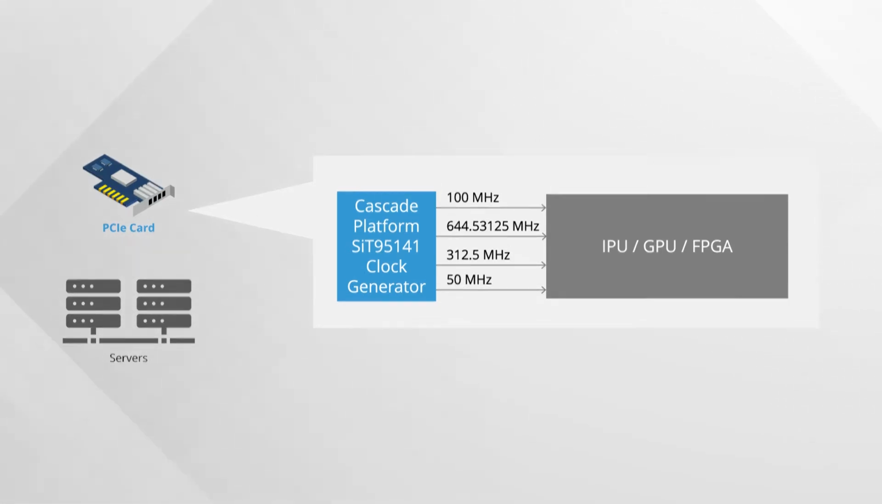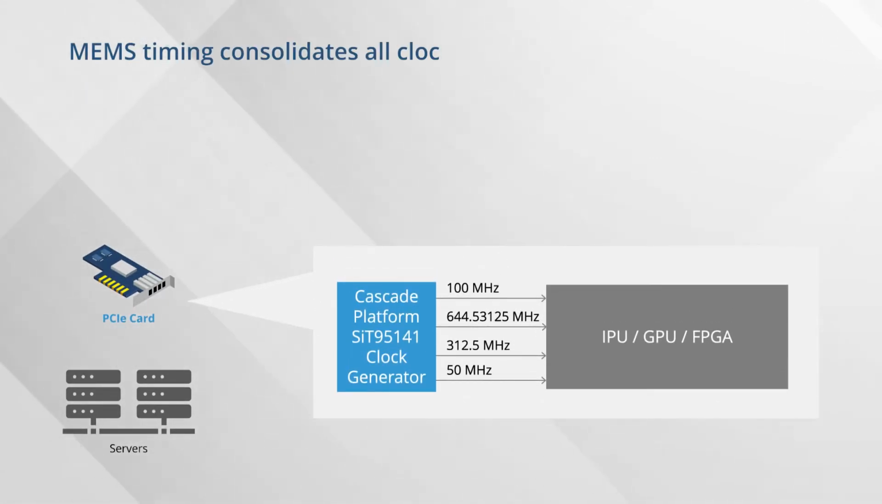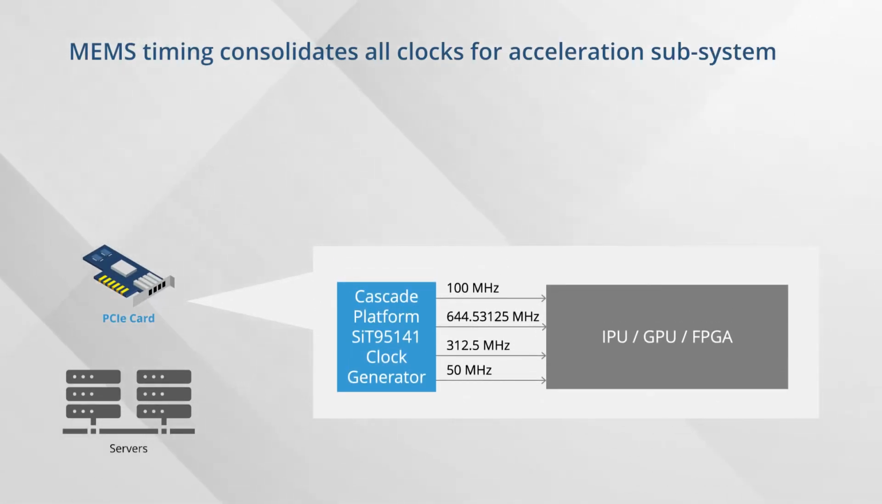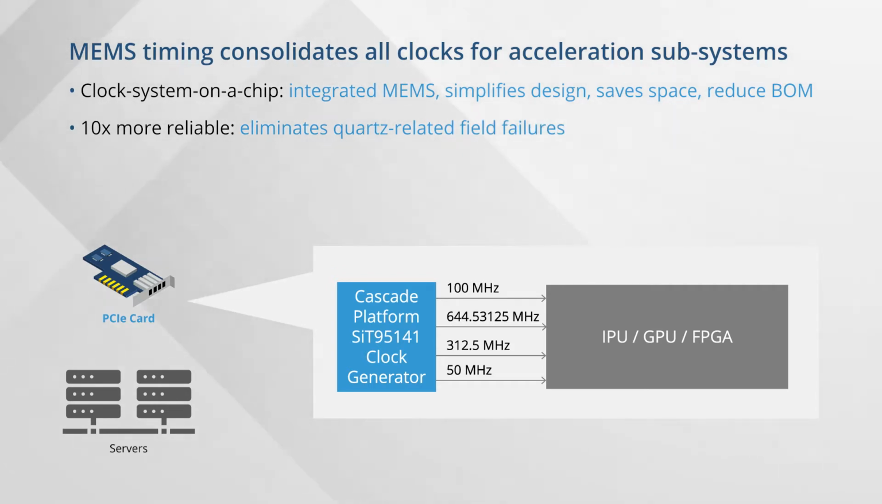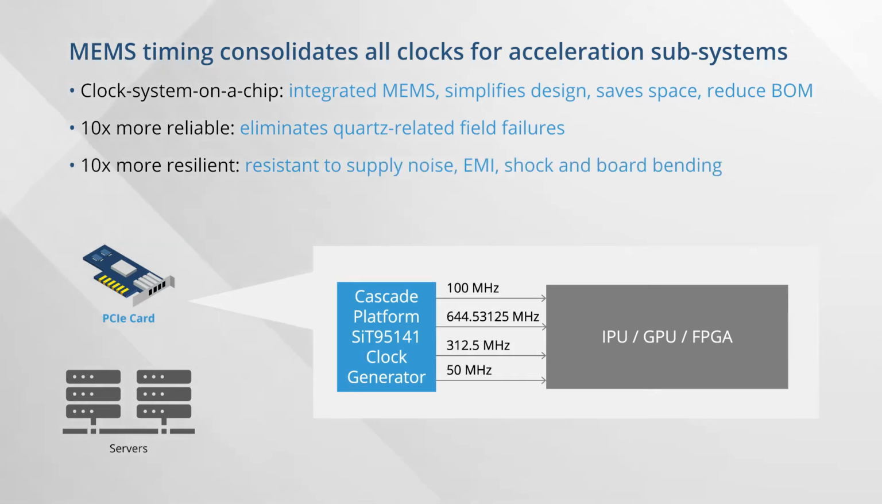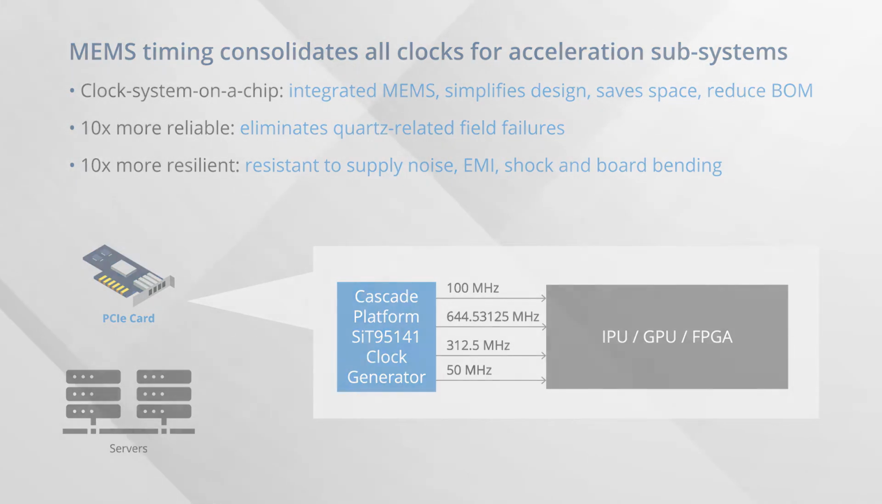Here is an example of consolidating all clocks using a SiTime Cascade Platform MEMS clock generator, a clock system on a chip with an integrated MEMS resonator. The Cascade Platform clock generator eliminates the need for any external clock references, saving space, reducing the BOM, and enabling 10 times higher reliability. It also features 10 times better resistance to supply noise, EMI, shock and board bending, enabling more robust system performance in real-world operating conditions.